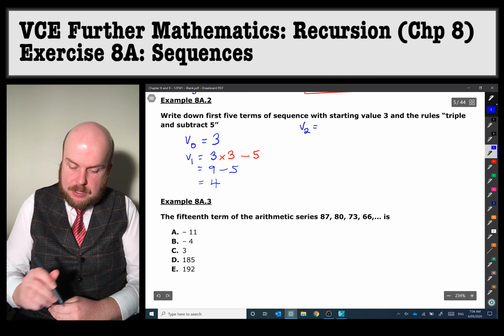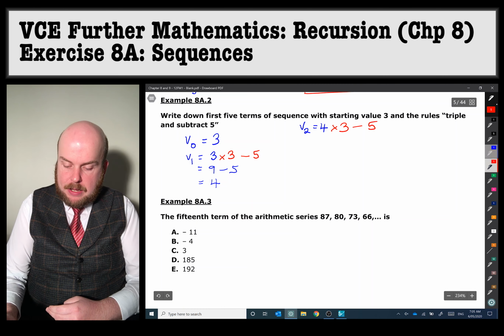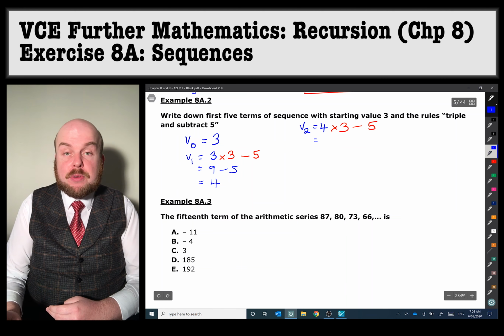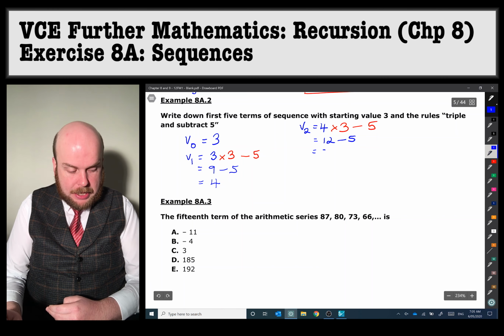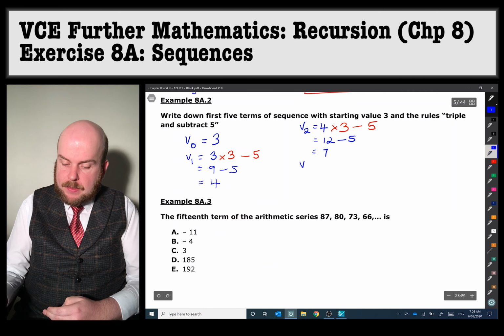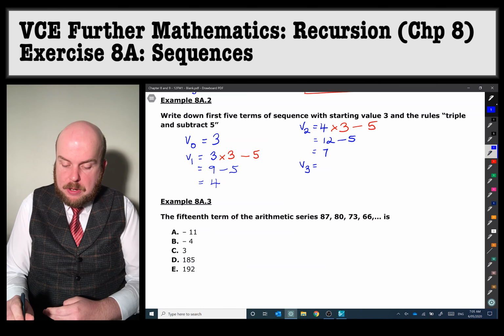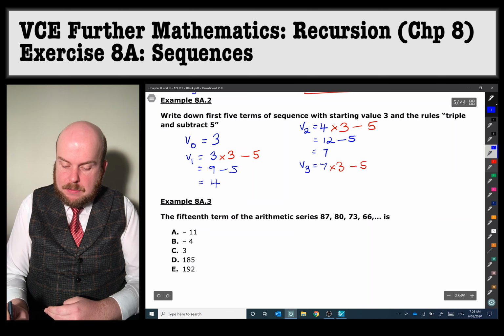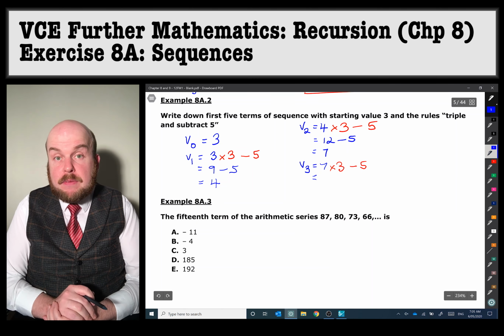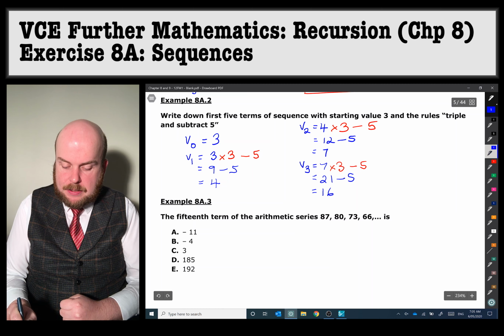Then V2 is going to be equal to 4, and then we're going to triple 4, and then take away 5. So 4 times 3 is 12, and then we take away 5, so that's going to be equal to 7. V3, so 1, 2, 3, 4. This is the 4th term in the sequence so far. So this is 7 times 3, take away 5. 7 times 3 is 21. Take away 5 should get you 16.